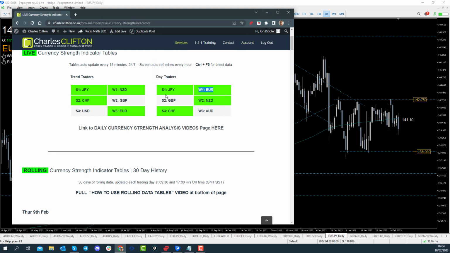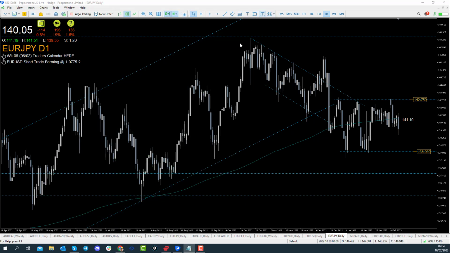So we're going to dive into euro yen, but then going to flick over to euro dollar that we talked about yesterday and just show you how that one got on, because we did get the rejection of the level and managed to get a good ride out of that one. So let's go take a look at euro yen first.